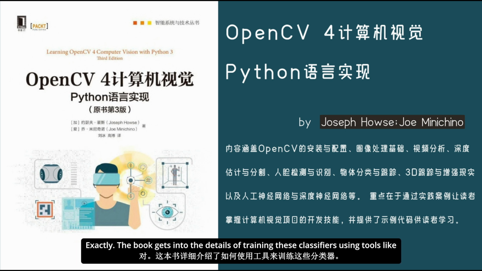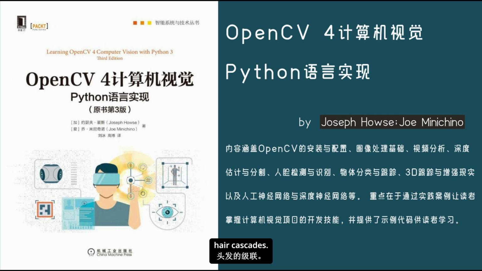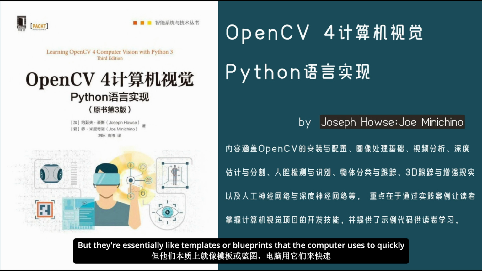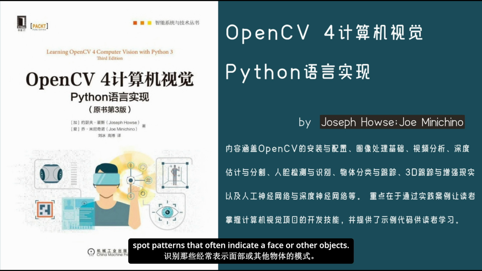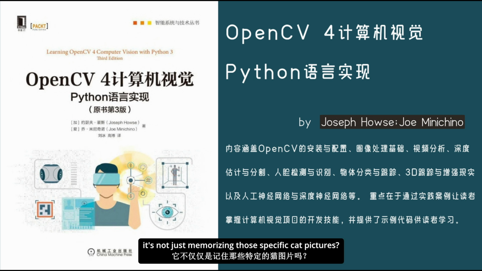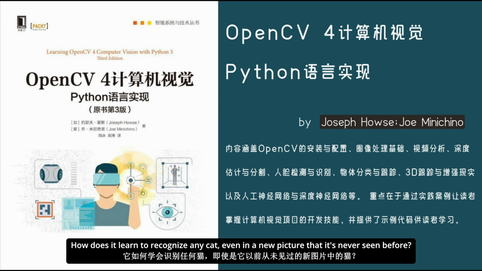The book gets into the details of training these classifiers using tools like Haar cascades and LBP cascades. Those might sound a bit intimidating, but they're essentially like templates or blueprints that the computer uses to quickly spot patterns that often indicate a face or other objects. So I'm starting to get the idea of training a classifier, but how do you make sure that it's not just memorizing those specific cat pictures? How does it learn to recognize any cat, even in a new picture that it's never seen before?